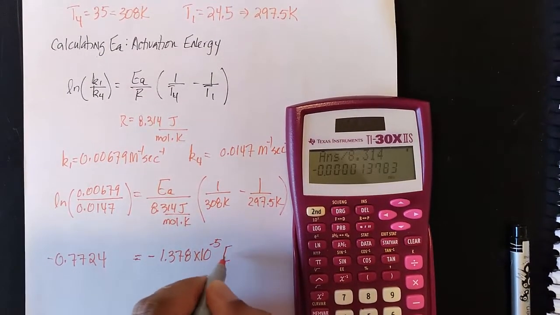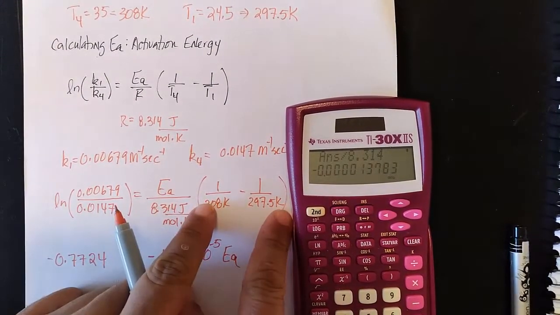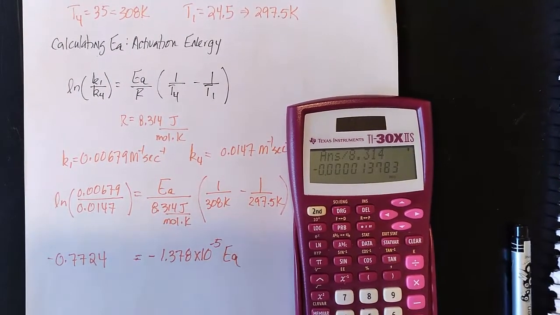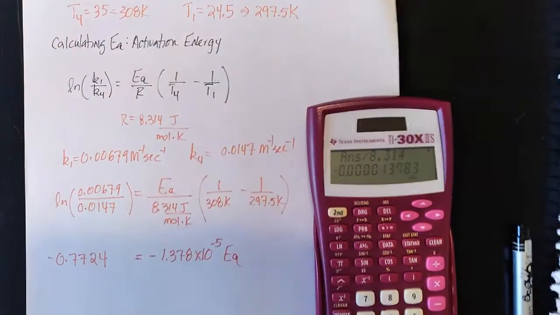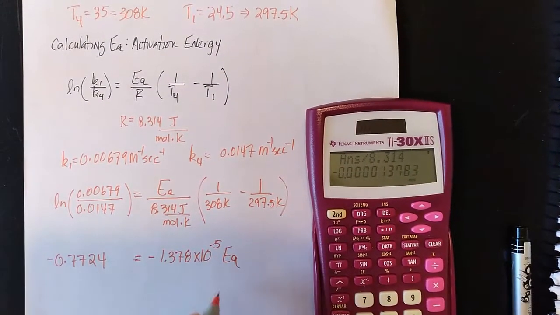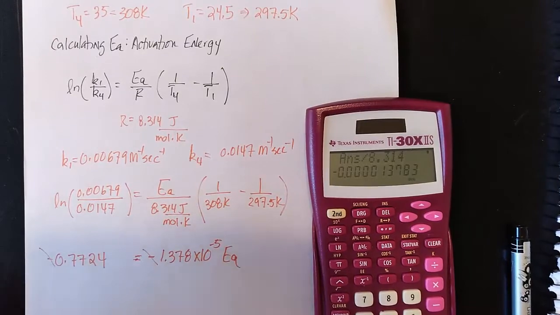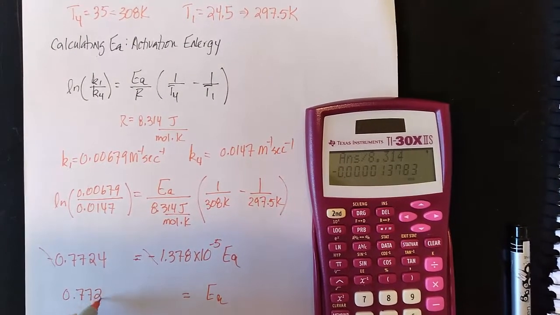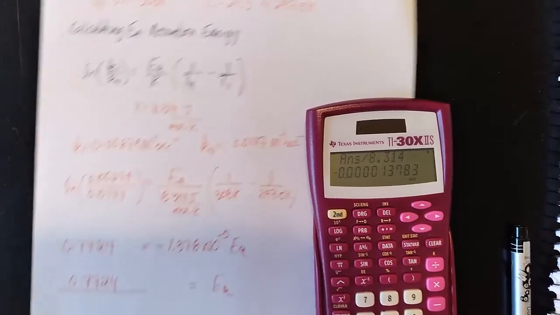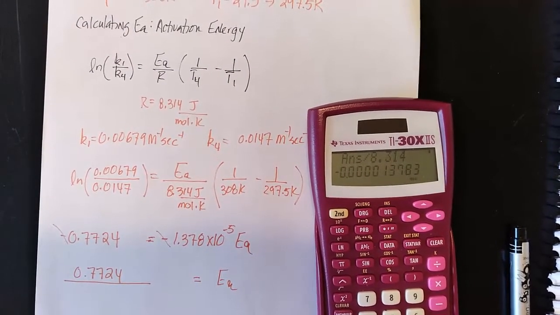That times EA, so don't forget the EA there. So this we figured out divided by that, the EA stays there, and I'm going to put the units at the end. The units are going to be joules per mole, so we'll make my life a little bit easier here. This minus sign cancels out with that minus sign. So the EA here, the activation energy, I already know it's in joules per mole, is going to be 0.7724 divided by 1.378 times 10 to the minus 5.